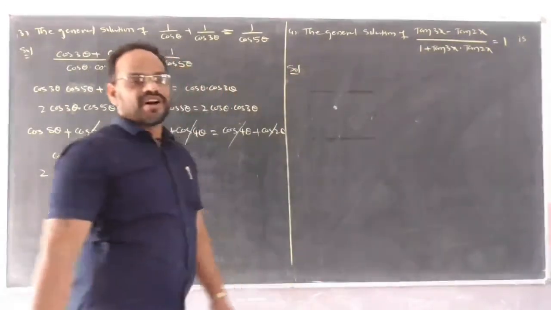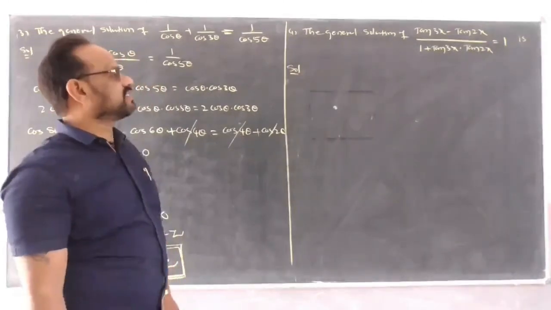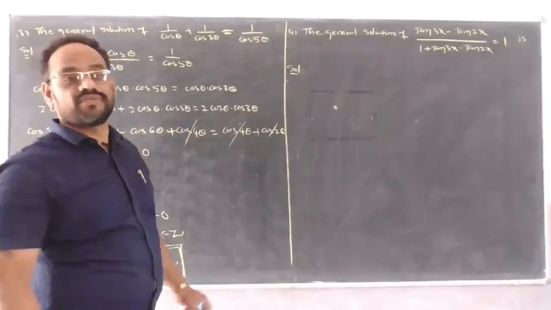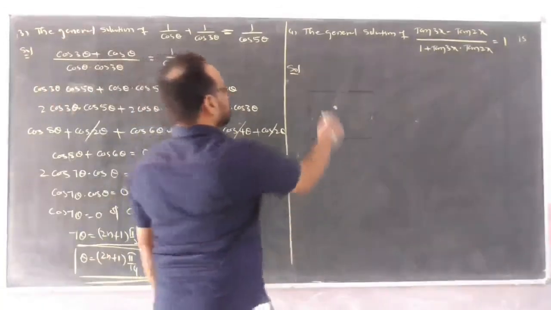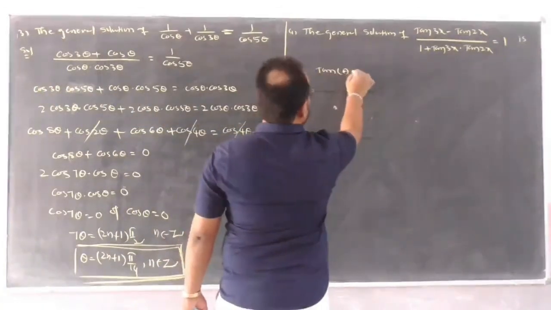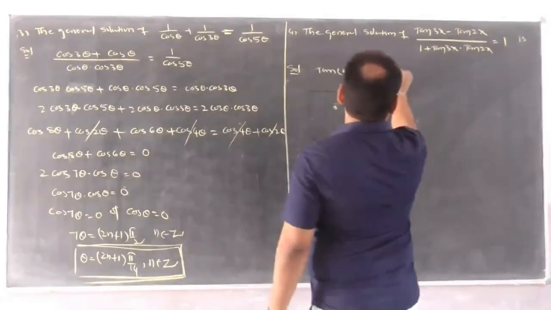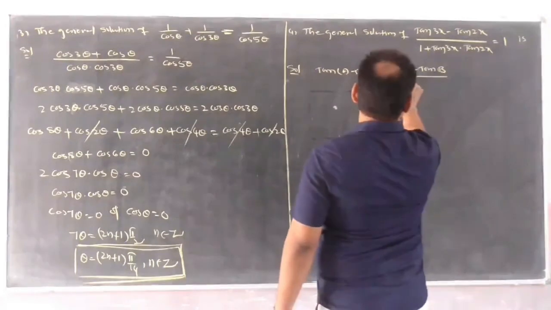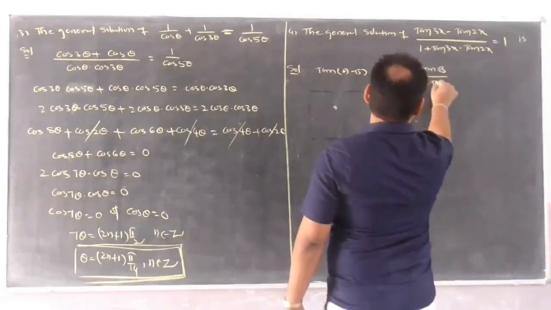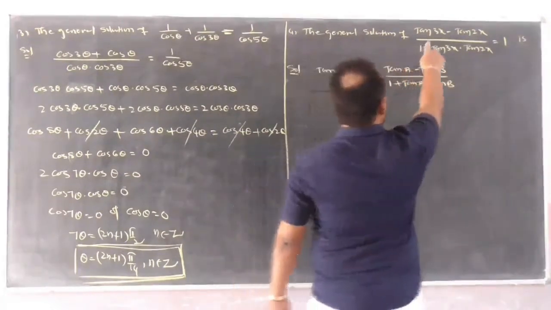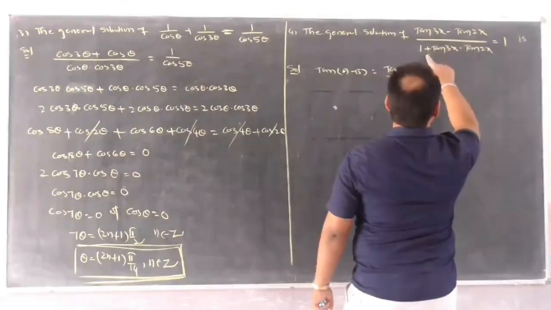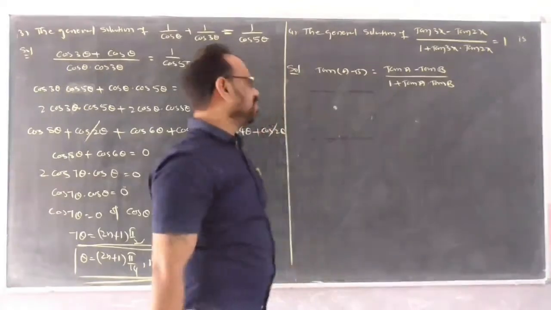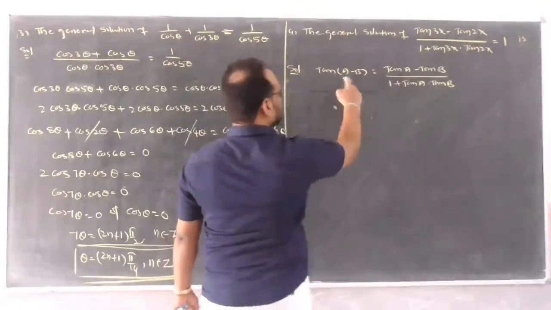We want the general solution of (tan 3x minus tan 2x) by (1 plus tan 3x into tan 2x) equal to 1. Already we know that tan(A minus B) is equal to (tan A minus tan B) by (1 plus tan A into tan B). Clearly it is of the form (tan A minus tan B) by (1 plus tan A into tan B).